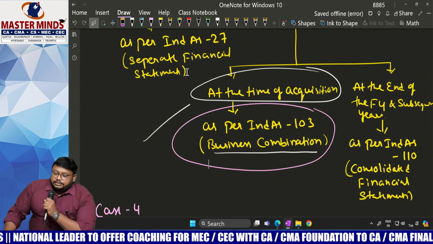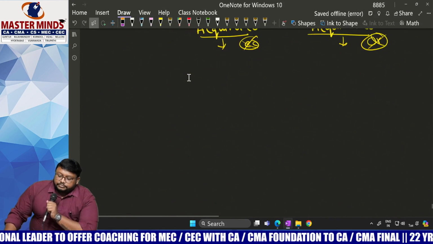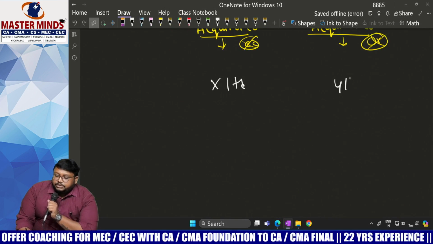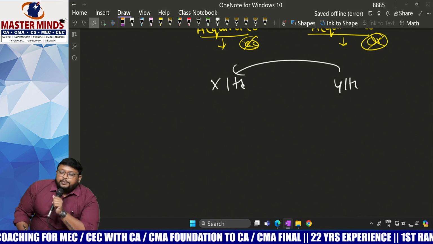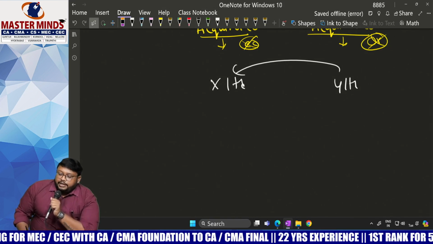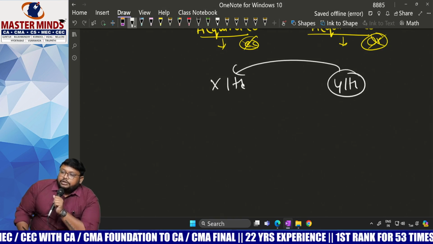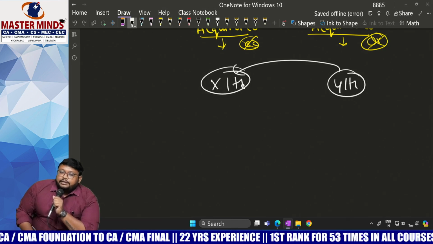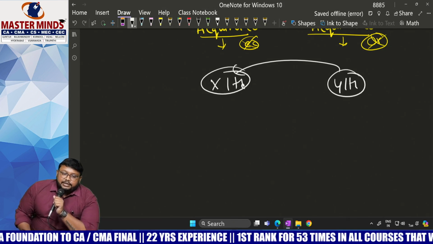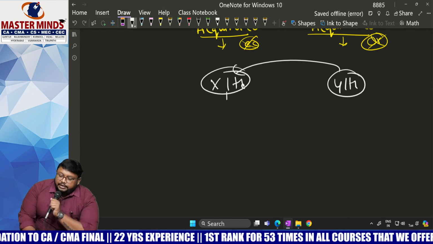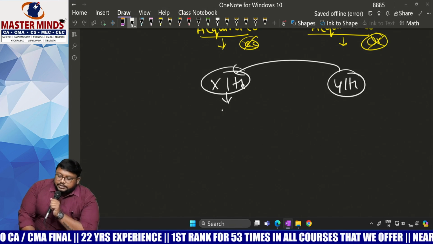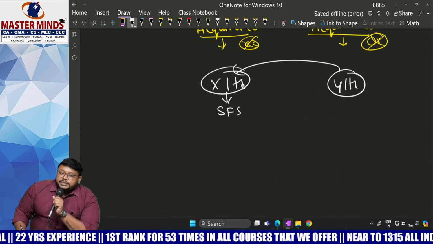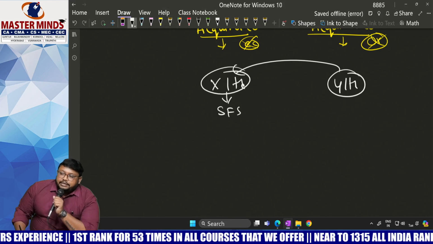Okay. So here, X Limited purchased 100% stakes of Y Limited. Now, Y Limited will not do any business. So who is doing Y Limited's business? X Limited only. Then consolidated financial statements are not required, because everything is in the hands of X Limited. So they will prepare only SFS. CFS is not required when you purchase the entire business.